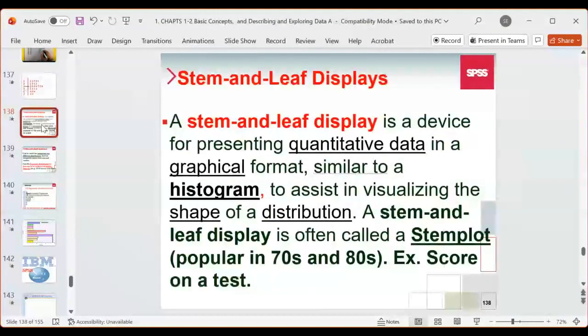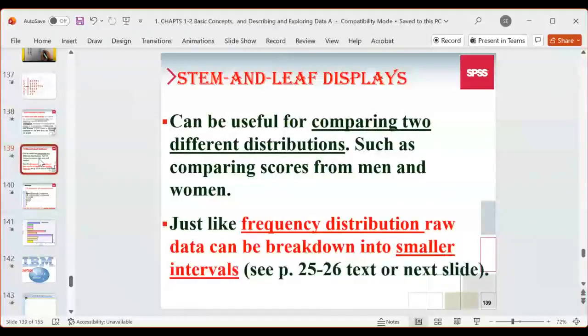And then, what's the purpose of this, why do they use it? What's the usefulness of this stem and leaf? For research, and different types of research with different purposes, it can be useful for comparing two different distributions, such as comparing scores from men to women and all that.